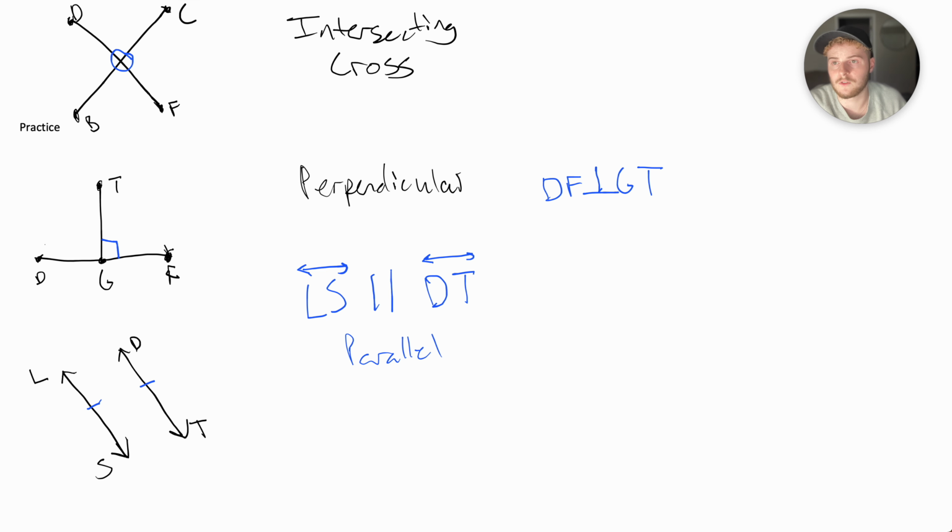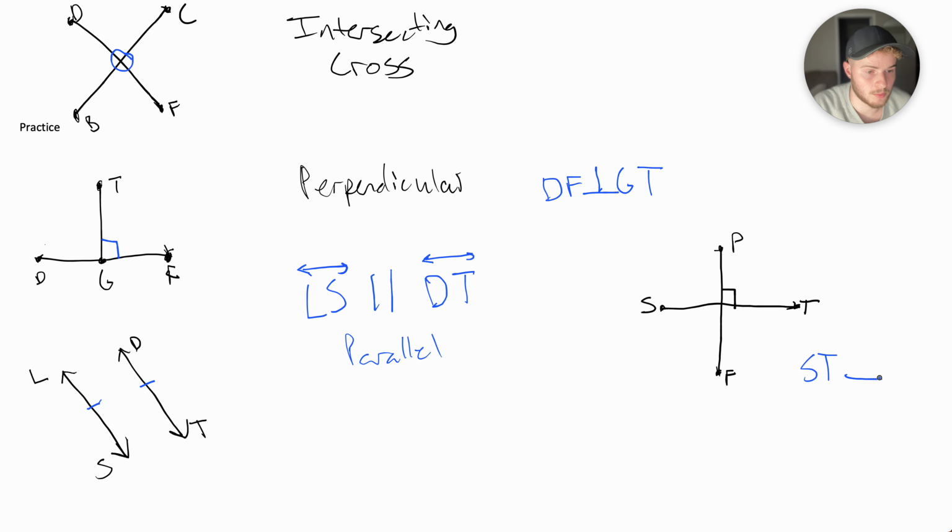Now, an important observation that you can make is that you can have intersecting and perpendicular lines at the same exact time. So we can draw that out. Let's say this line goes from S to T, endpoints. And this goes from P to F. And that we see here, we get a right angle. So yeah, multiple relationships can be observed at the same time. We can say that S and T is perpendicular to P and F, but they're also intersecting lines.